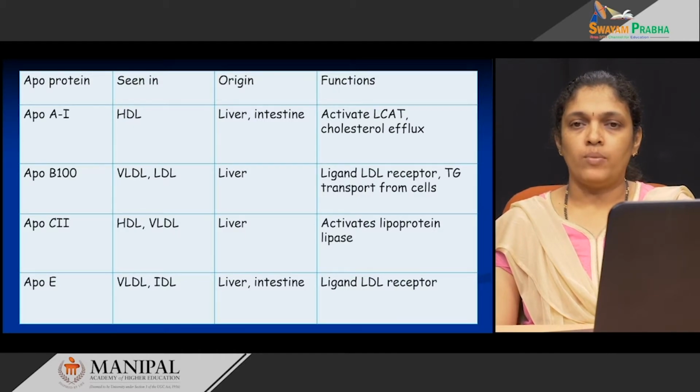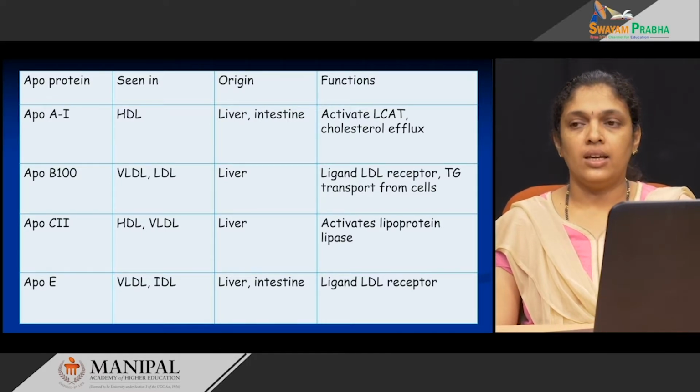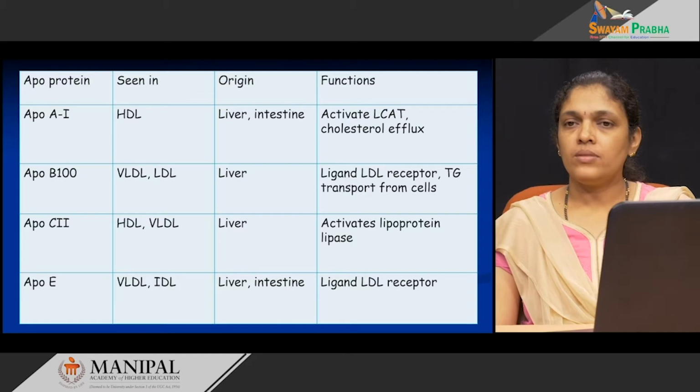Moving on to the third one, you have ApoC2, which is required as an activator of the enzyme lipoprotein lipase, synthesized in the liver and is a part of the lipoprotein HDL as well as VLDL. Moving on to the last apoprotein, that is ApoE. This again is a part of VLDL and intermediate density lipoprotein, synthesized in the liver as well as in the intestine, that again acts as a ligand for the LDL receptor, which means that if it is a part of this LDL receptor, it will be able to recognize the LDL molecules. So, these are some of the functions of the apoproteins ApoA1, B100, ApoC2 and ApoE.